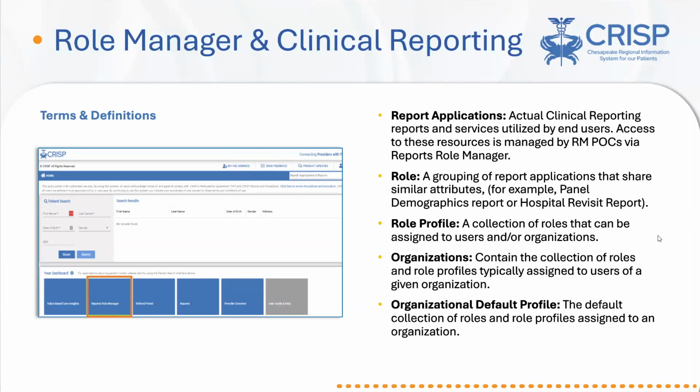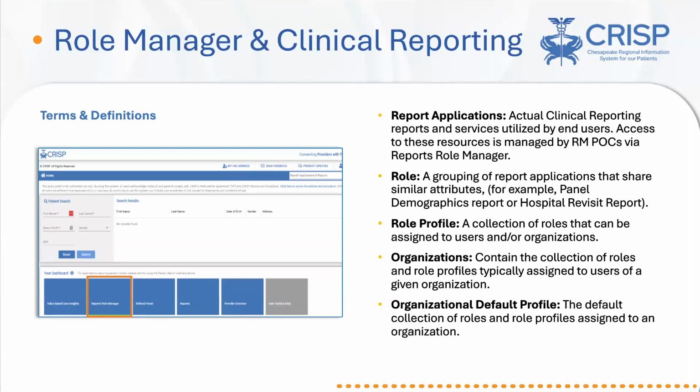The role profile is a collection of those roles. So it's possible that your organization has been assigned a role that contains one report, such as the hospital revisit report, or your organization is credentialed a role profile that contains both reports. That is to be determined internally at CRISP and also in conjunction with the organization for purpose and usage.